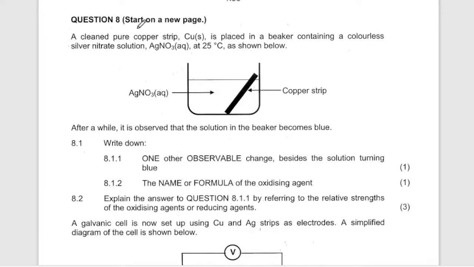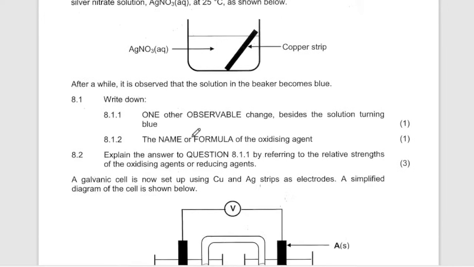A cleaned pure copper strip is placed in a beaker containing colorless silver nitrate solution, as shown. After a while, it is observed that the solution becomes blue. Okay, what happened? Write down one other observable change besides the solution turning blue.